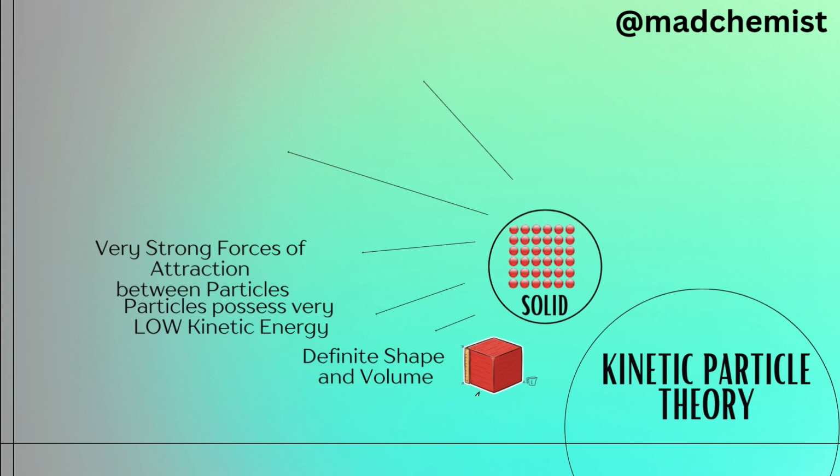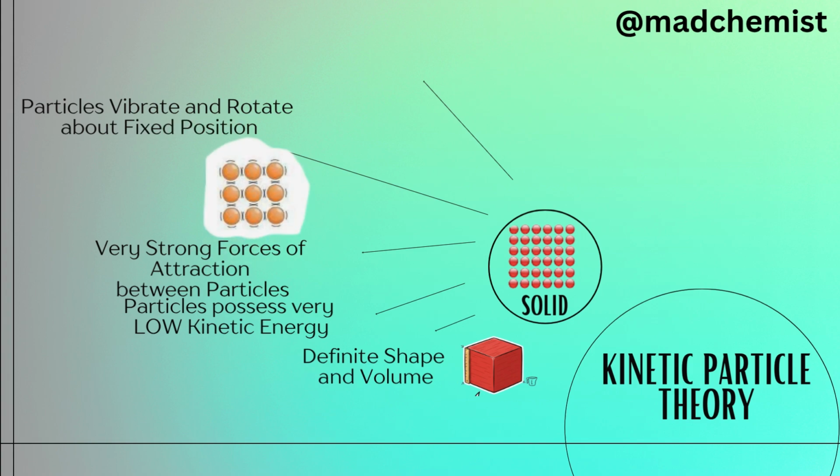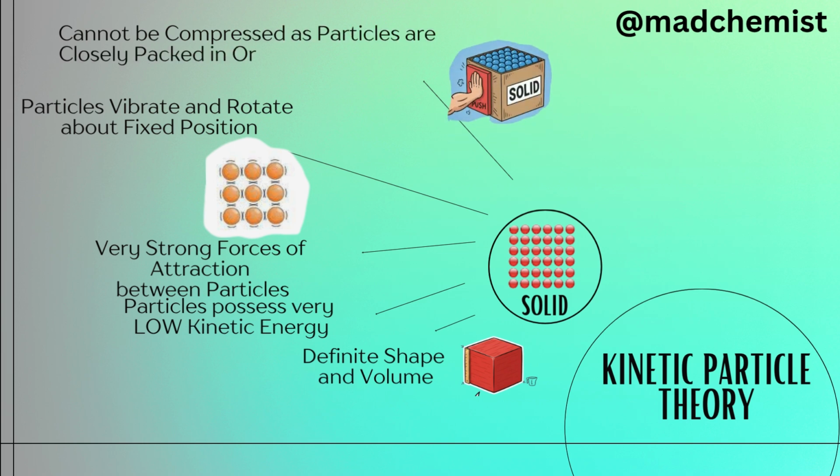As they are very close to each other and are held at their position, they develop very strong forces of attraction between each other. The fourth property of solids is that the particles vibrate and rotate about their fixed position. So this specifies the movement of solid particles. The fifth property is about their arrangement. They cannot be compressed because the particles are very closely packed and are in an orderly arrangement.